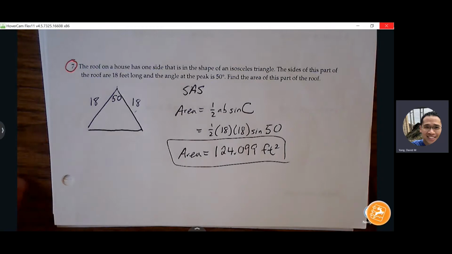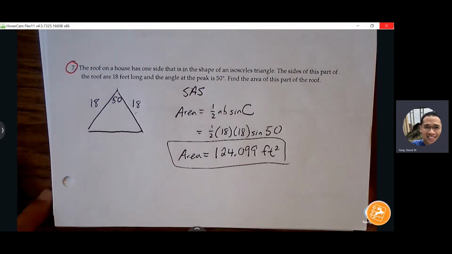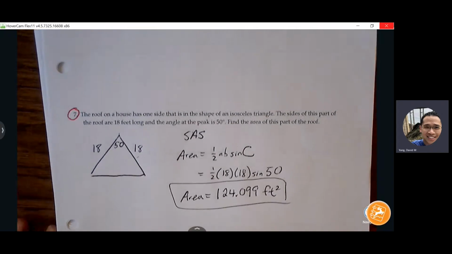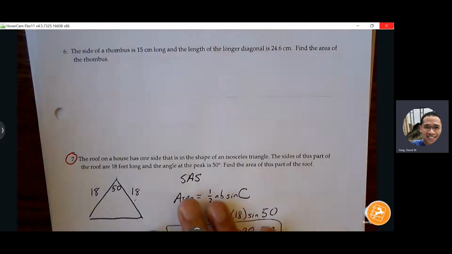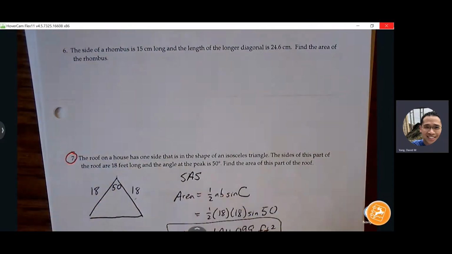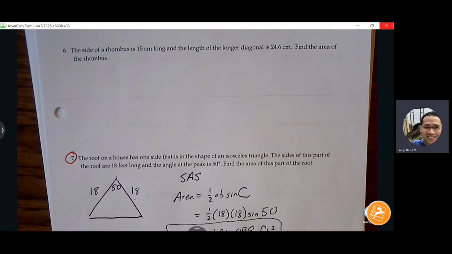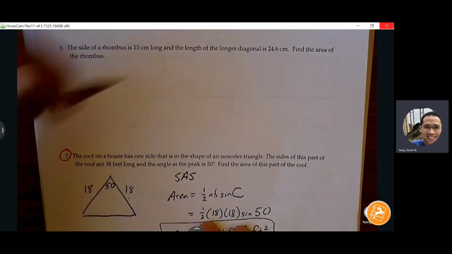Actually, let's do number 6 as well. Any questions with 7? Let me draw a diagram for you for number 6 because you may not be as familiar with these geometric shapes that you haven't seen in a while. A rhombus is basically a square on a slant. So your sides are still going to be the same length. It's just that the angles are not all going to be perpendicular.